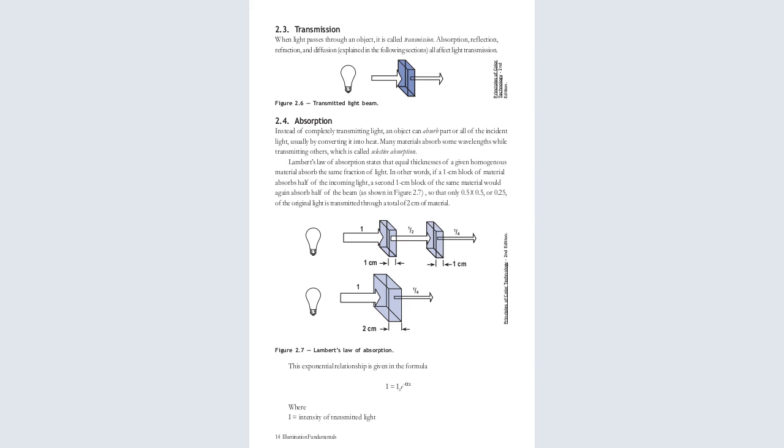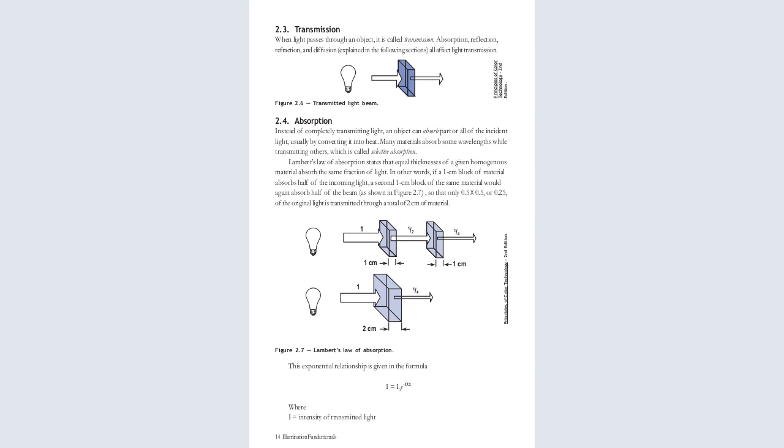I want us to go up to now the transmission of light. You can see how the transmission of light works, and now Lambert's law comes in. So the transmission of light: when light passes through an object, it is called transmission. Absorption, refraction, and diffusion all affect light transmission.